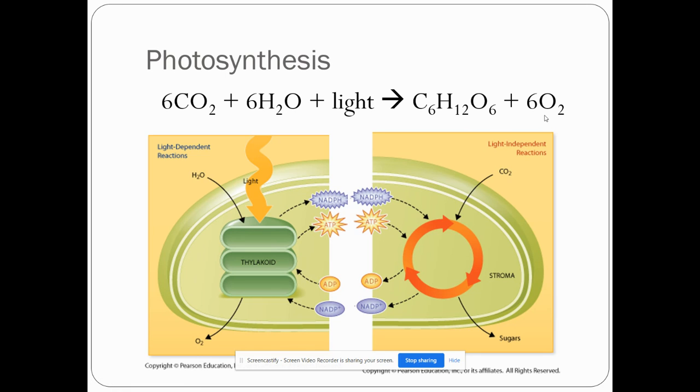But we see the diagram is split in two. And the reason it's split in two is that there are actually two reactions going on. We have the light dependent, which means basically it happens due to light being available. And then we also have the light independent. So do you need to know which one's which?